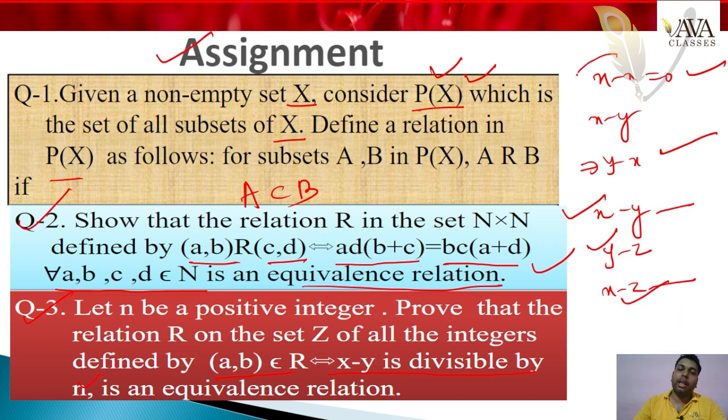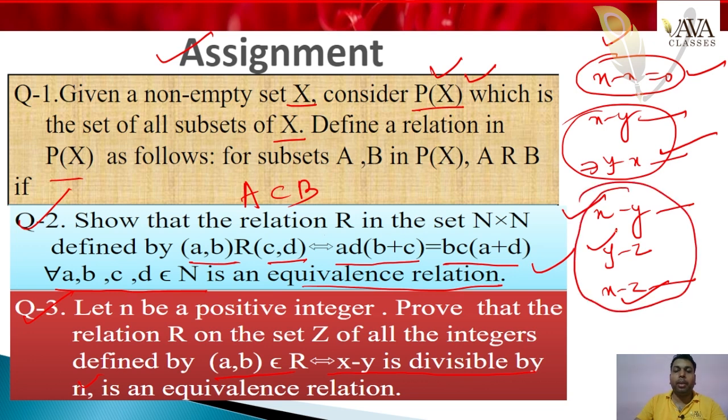Okay. So x minus x is 0, divisible by n, so (x, x) belongs to R. So it is reflexive. x minus y divisible by n, so y minus x is also divisible by n. So it is symmetric. So (x, y) belongs to R implies (y, x) belongs to R. Now x minus y divisible by n, y minus z divisible by n, so x minus z divisible by n. Because (x, y) belongs to R and (y, z) belongs to R, that implies (x, z) belongs to R. So it is transitive. So reflexive, symmetric, transitive, so it is an equivalence relation. Okay. So you can write it in detail in your notebook.